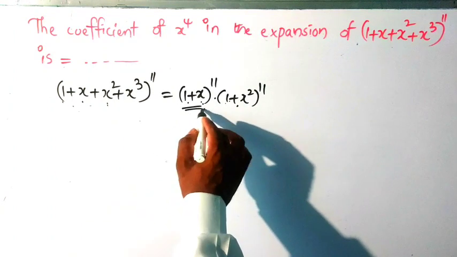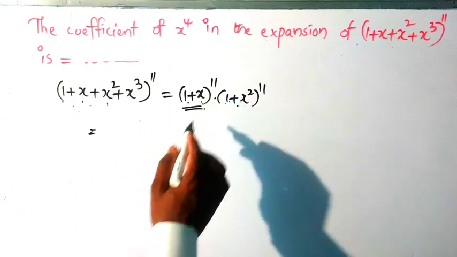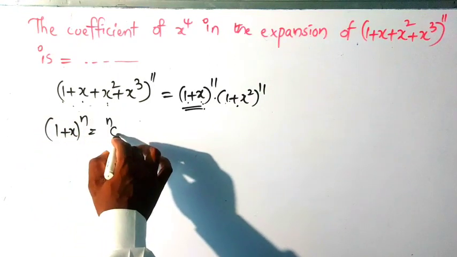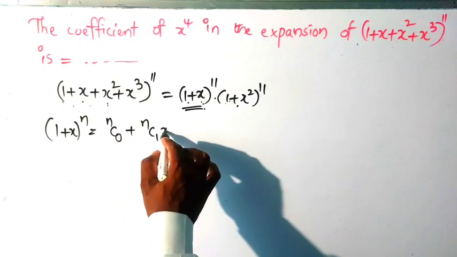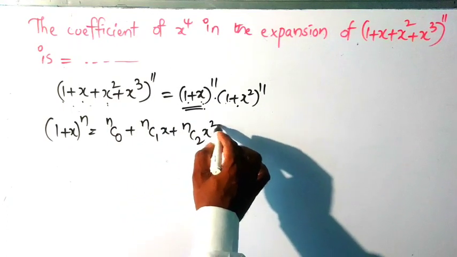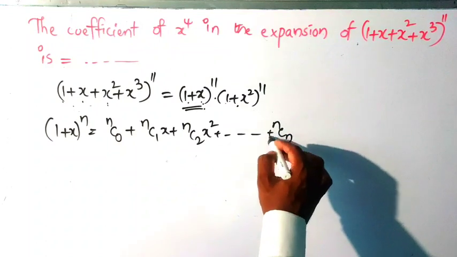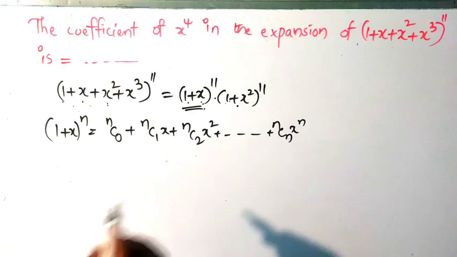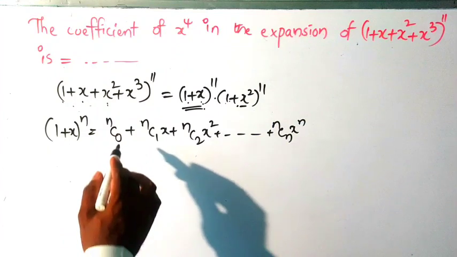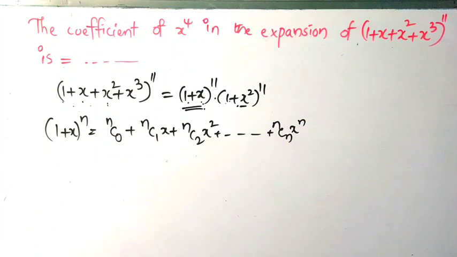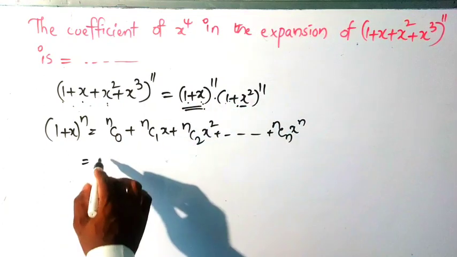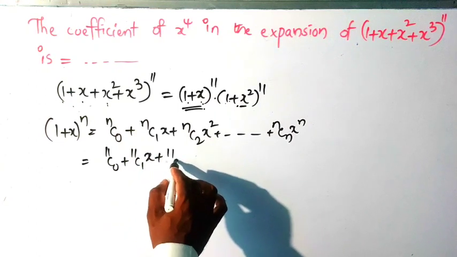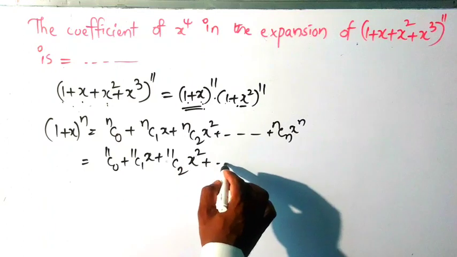Now we write this expansion. (1 + x) whole power of n form is there. So (1 + x) whole power of n is nothing but nC0 + nC1 x + nC2 x² + and so on up to nCn x power of n. See here, x² is there, so in place of x we substitute x². Now we find this expansion: 11C0 + 11C1 x + 11C2 x² + and so on.